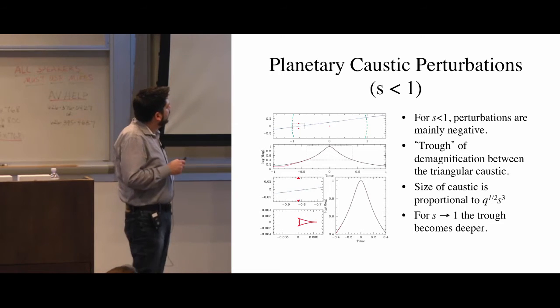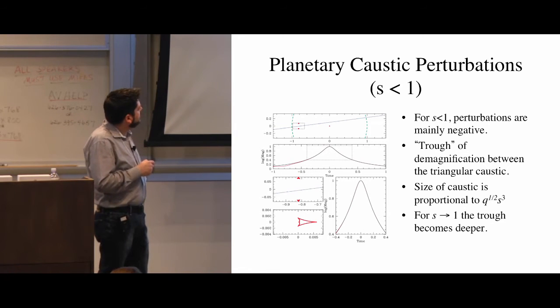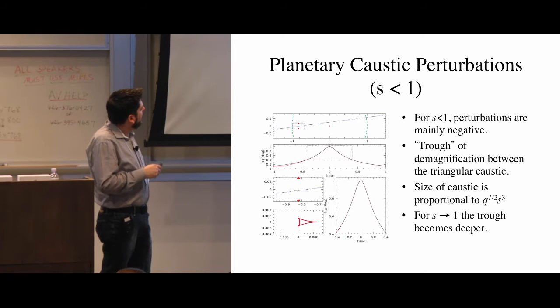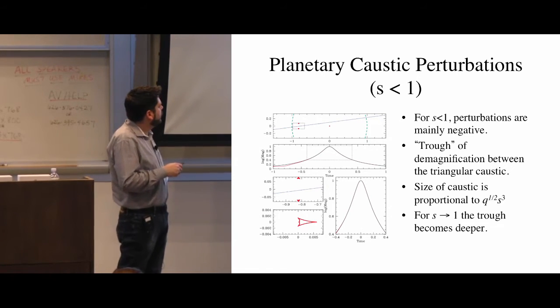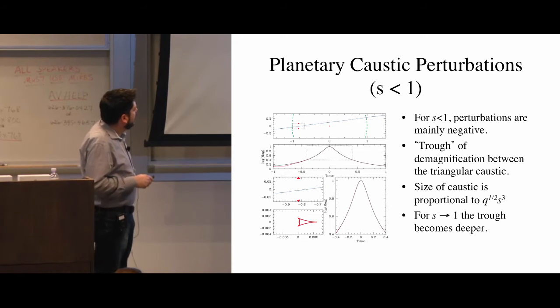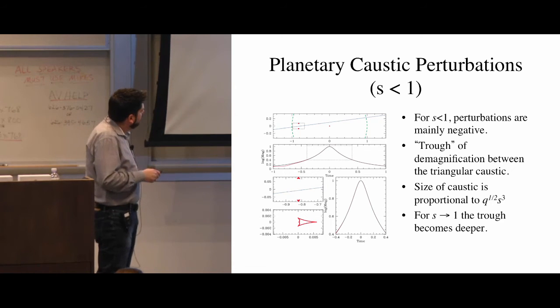For S less than 1, again, you get these two triangular-shaped caustics. If you pass between them, you get this demagnification trough. If you pass on one of these caustics, which you can see are quite small, then you'll get a positive deviation, and we've seen that. But typically what you see is this negative deviation. And you can see this planetary caustic.